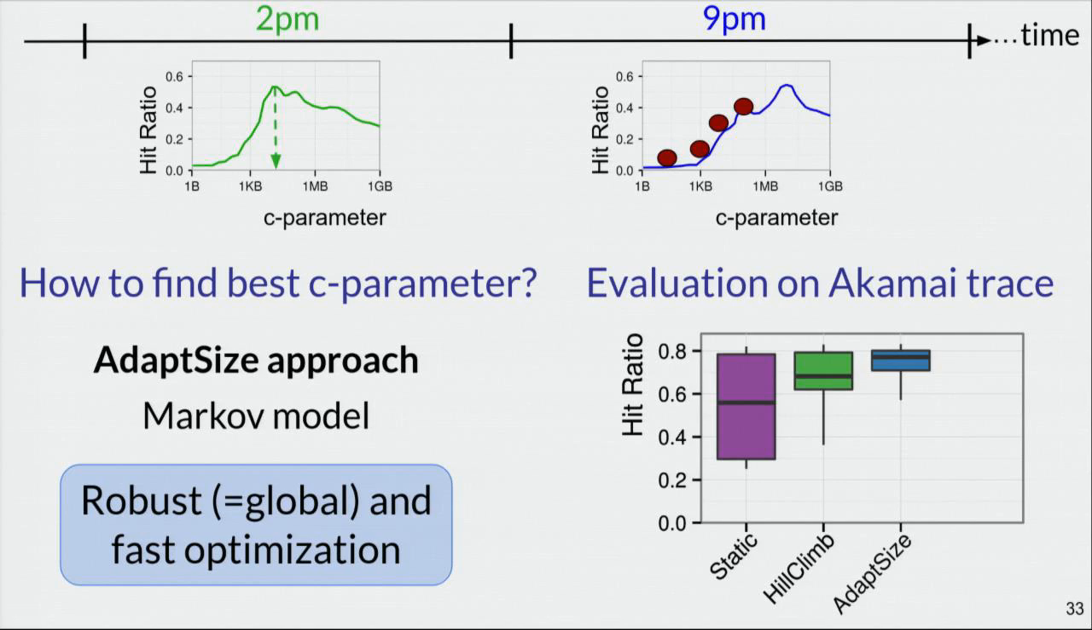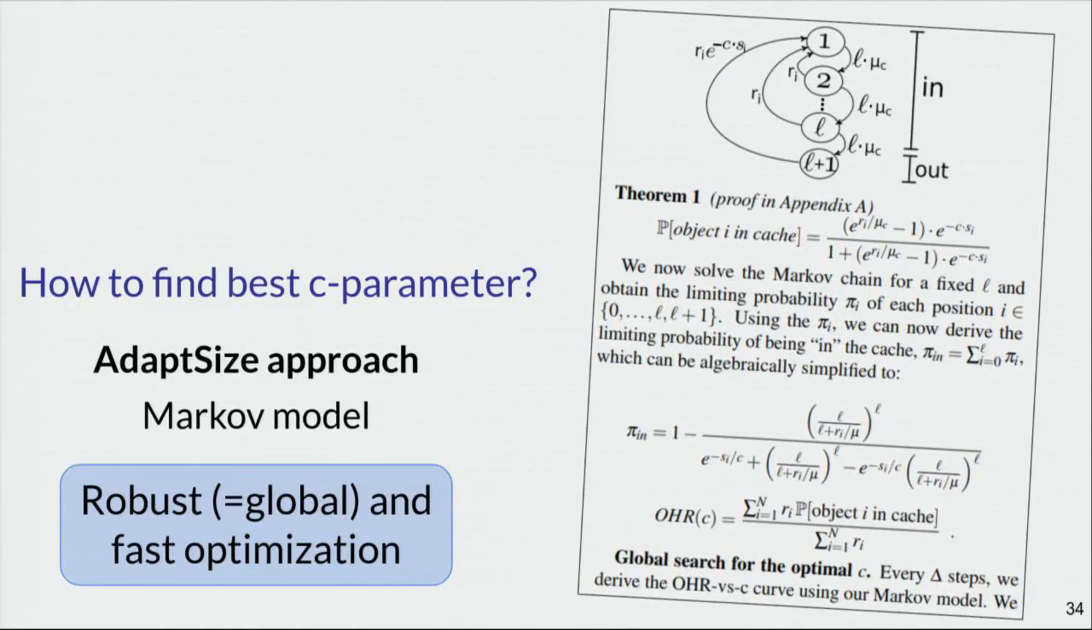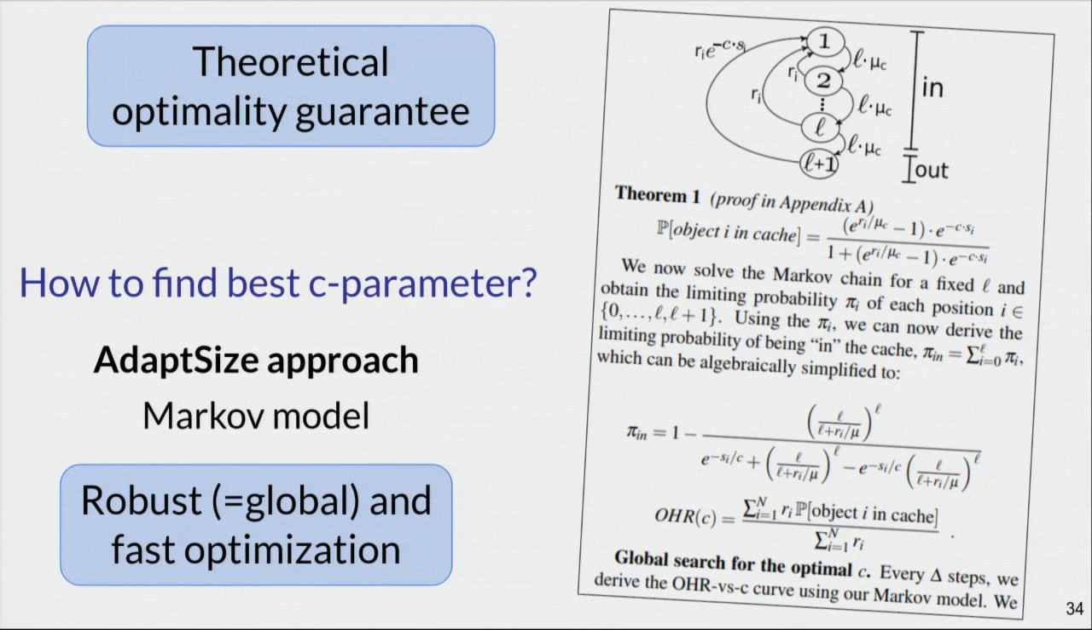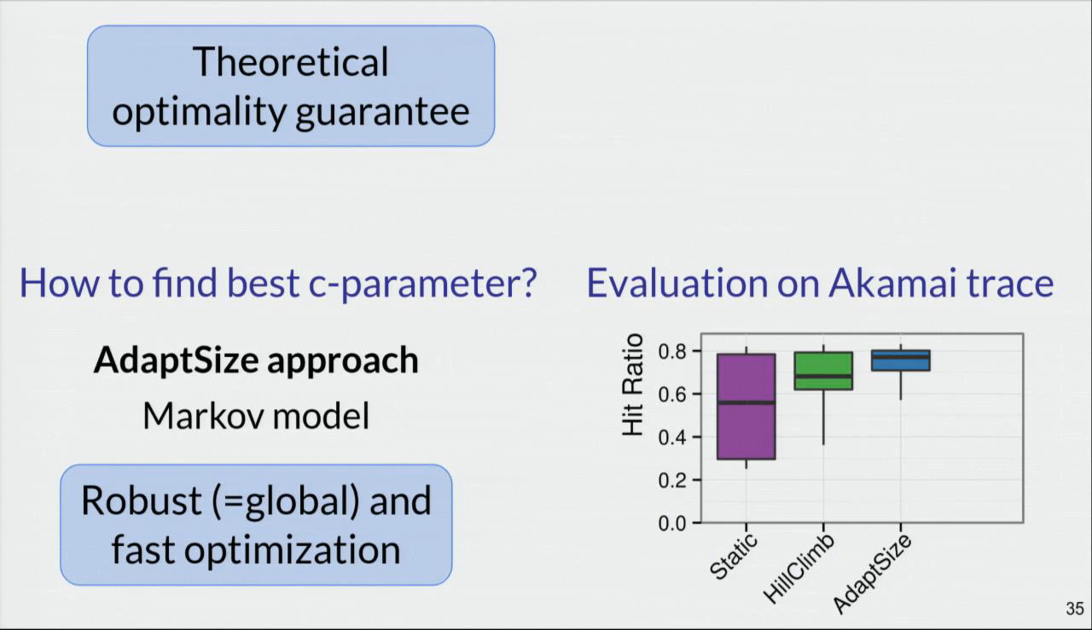Now, I mentioned that there's a Markov chain involved. Again, there's a lot of modeling, basically, so you can actually prove that this is the right thing, and that gives us a theoretical optimality guarantee that this is actually giving the right parameter. However, you might be asking, what about the empirical effect?